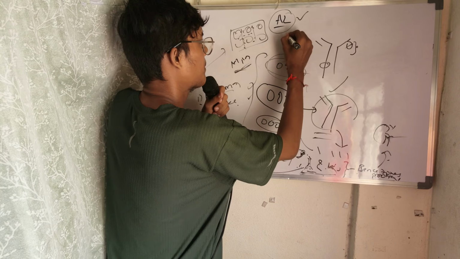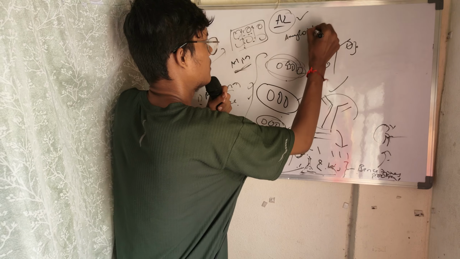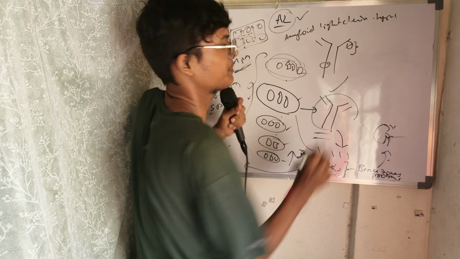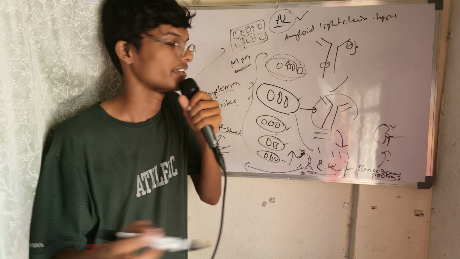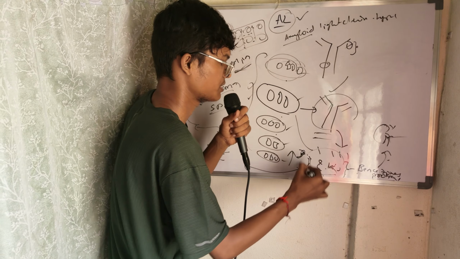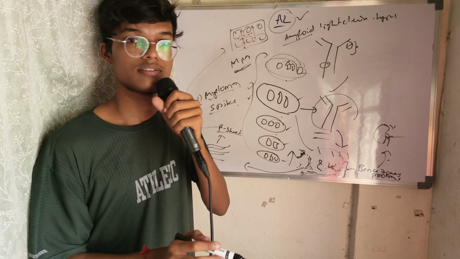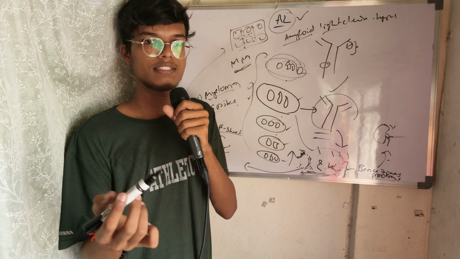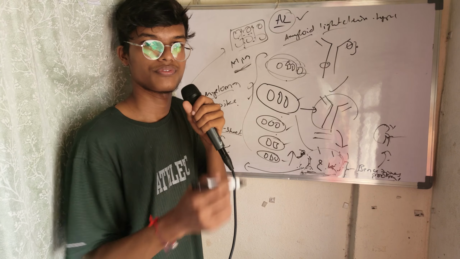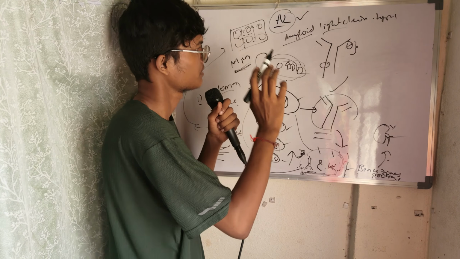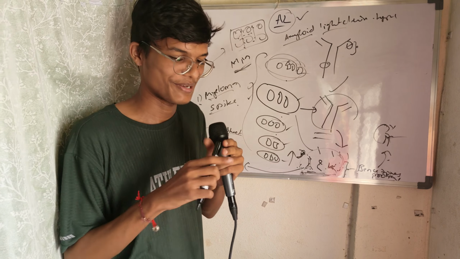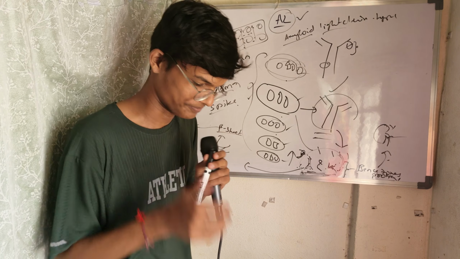This is the amyloid light chain type. Why is it called amyloid light chain? It is called amyloid because it is misfolded and leading to amyloidosis. Light chain because light chains predominantly constitute this type of amyloidosis. So it is called amyloid light chain type of amyloidosis. Okay, this is the first thing.